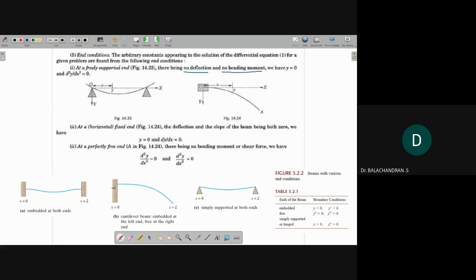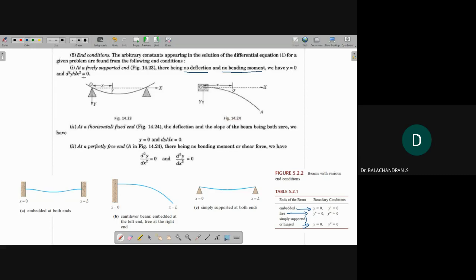This is simply supported at both ends. So here it is given: if it is embedded, the boundary condition is y equal to 0, y dash equal to 0. If it is free, y double dash and y triple dash are zero, for free ends. Embedded with this one, and then simply supported or hinged. Simply supported means, here, the first one, y equal to 0, second derivative 0.